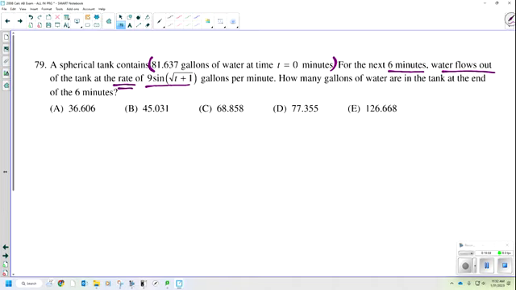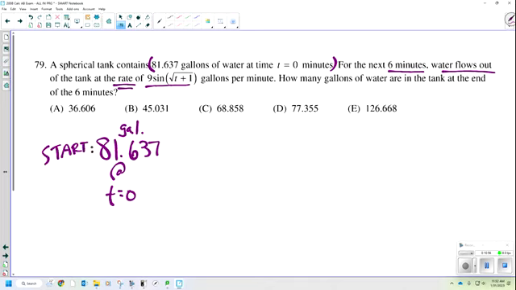All right. So first of all, I know we start with 81.637. This is at time equals 0. This is our gallons at time equals 0. This is where we start. We're losing water these 6 minutes, so we've got to subtract some value. We're going to have less than 81, so you know it can't be choice E. That's more. Now the rate is represented by this equation here. That's in gallons per minute. But I want to subtract. Remember what I said? This is gallons.